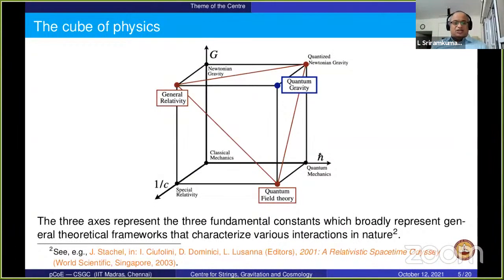What has been plotted is often referred to as a cube of physics. We have three fundamental constants, namely the Newtonian gravitational constant G appears here. The Planck's constant, which determines whether a theory is quantum or otherwise, appears here. And the velocity of light appears as 1 over the velocity of light here. So if you are here, this corresponds to mechanics that you would have learned in school. No quantum mechanics is involved.